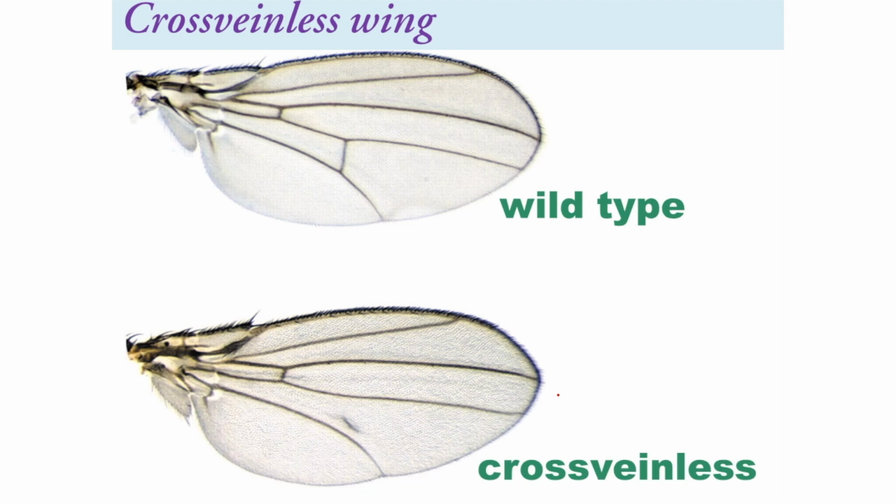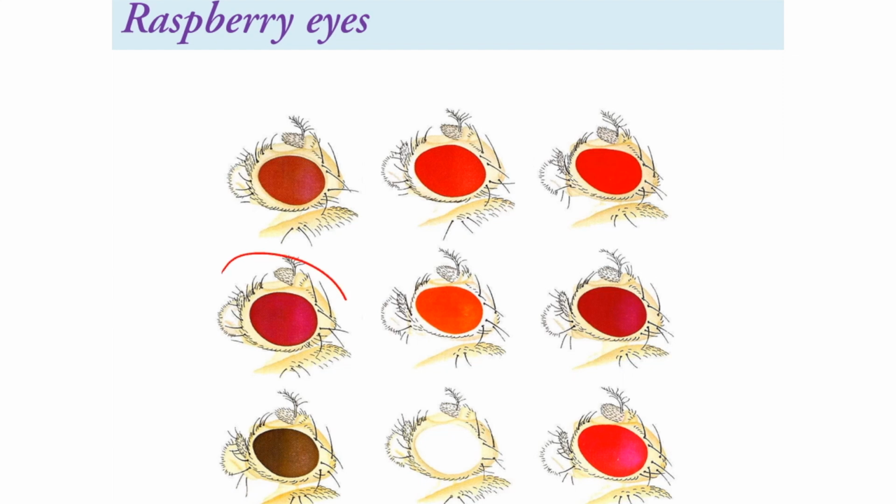Then we've got cross-veinless wing. When you look at a fruit fly wing, they actually have their veins in the same place all the time. So the wild type on the top, those are where the veins are typically going to be. But in cross-veinless, you notice right here, there's no vein. So again, it's something that's easy to see in the phenotype. And then one final one, raspberry eyes. Typically we have red eyes in fruit flies, but occasionally you'll get something that is a slight variant on that.